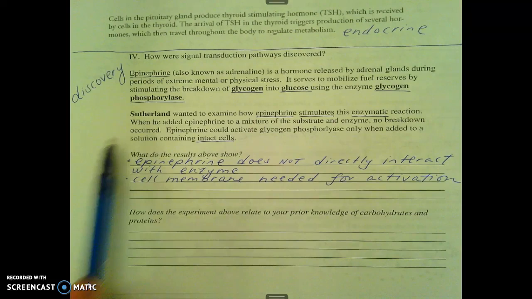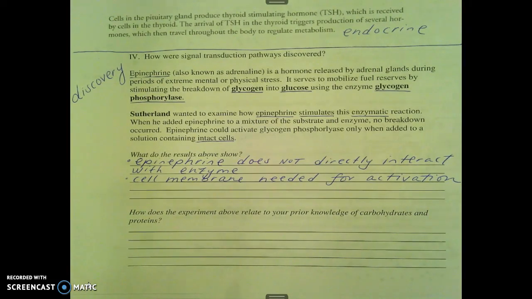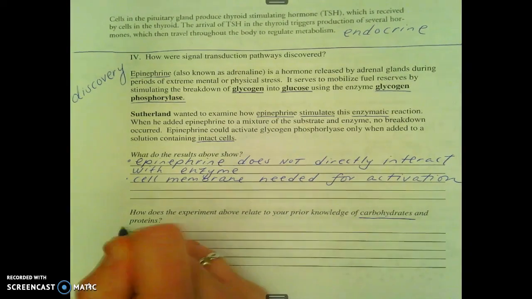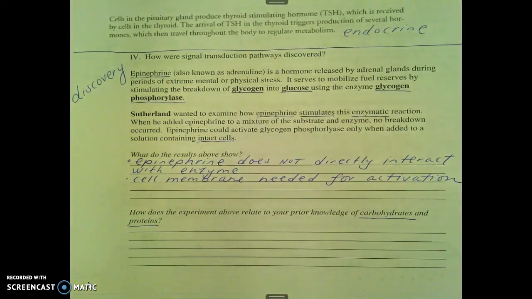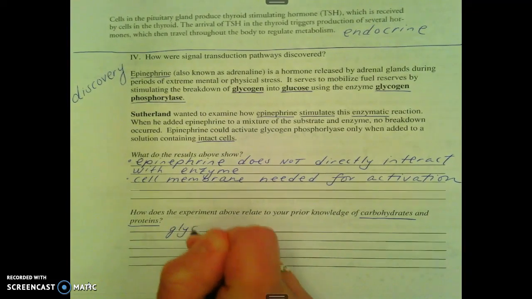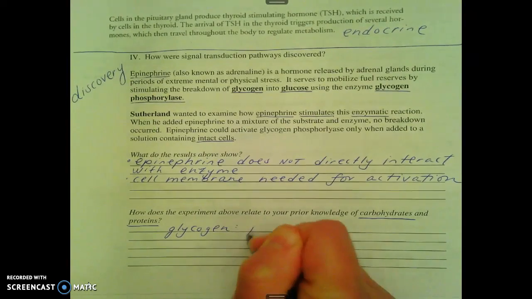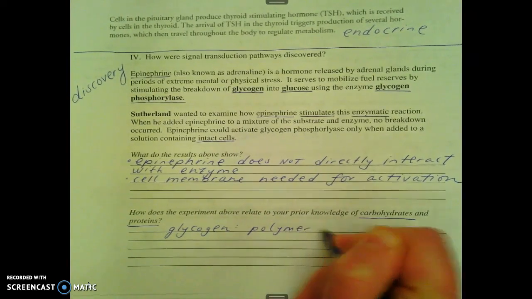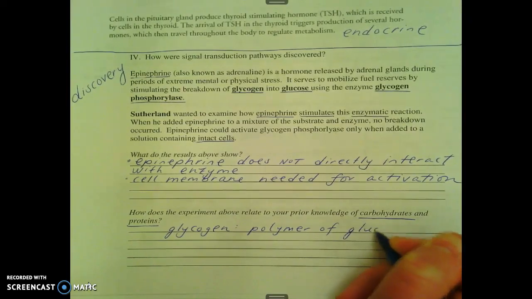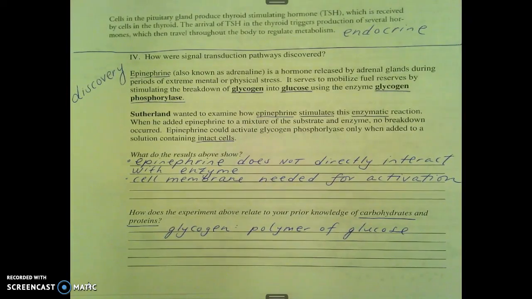Now, up in these passages, it really should be raising some red flags that remind you of information from earlier in the year. So any of the earlier information about carbs and proteins that rang a bell? Well, I'm hoping that term glycogen rang a bell. That idea that glycogen is simply a polymer of glucose. Remember, that's how animals store up their carbohydrates. It's sort of the animal equivalent of plants' starch.